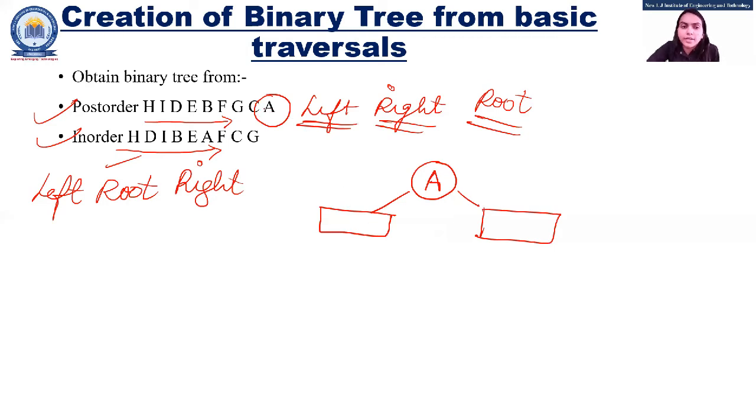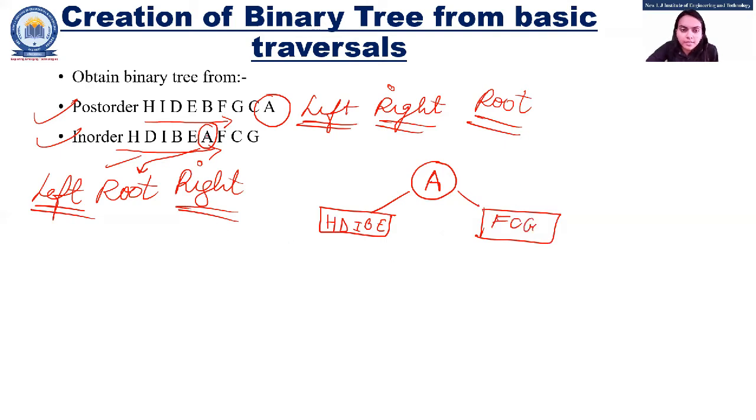So we will be able to get it from the in order. So now we have to find where A is in the in order sequence. So A is here. So if A is the root, whatever is there on the left of A is the left subtree and whatever is there on the right is the right subtree. So we would be writing H, D, I, B, E on the left subtree and F, C and G on the right subtree.